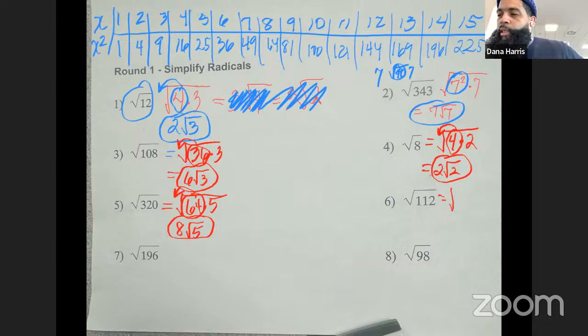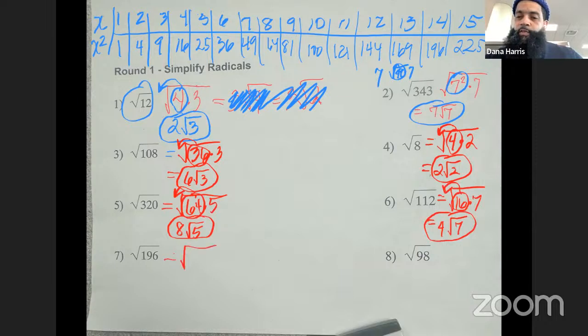112, we can break that down. 112 is equal to 16 times 7. The square root of 16 is 4, so we get 4 times the square root of 7. 196 actually is a perfect square number, so that's 14 times 14. So then this just equals 14.